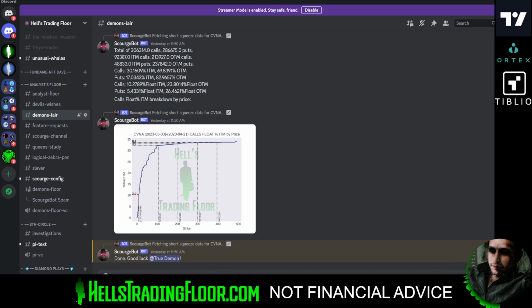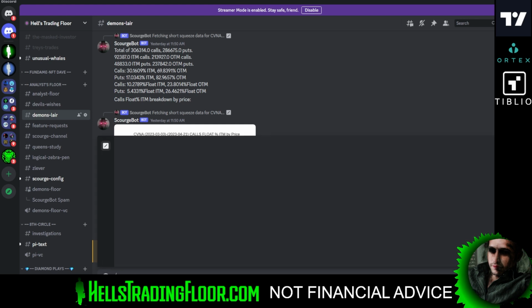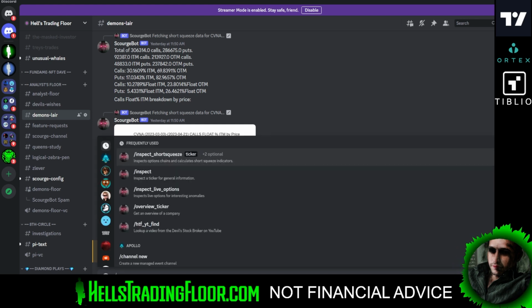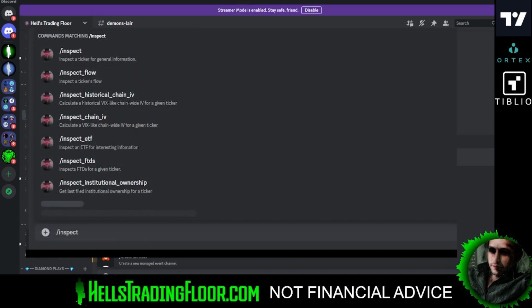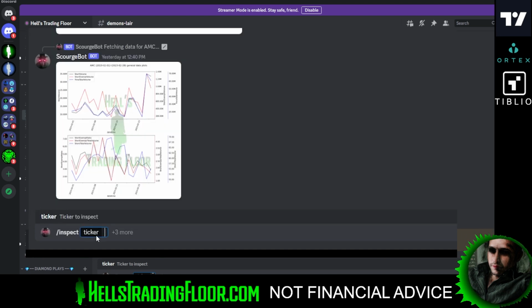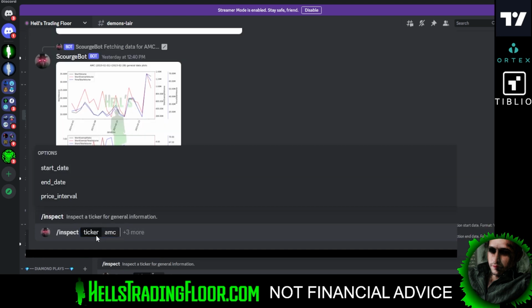How ScourgeBot works is we essentially have a list of slash commands that exist in our Discord for others to use. The command that we're going to be looking at first is the basic command for ScourgeBot, which you can find is /inspect. Click on this command, and the first parameter that you'll need to supply is the ticker. So for this one, we'll do AMC, since that's one of our personal favorites.